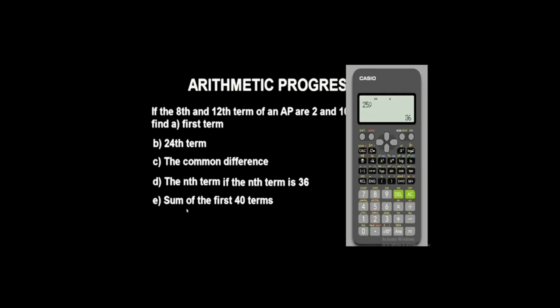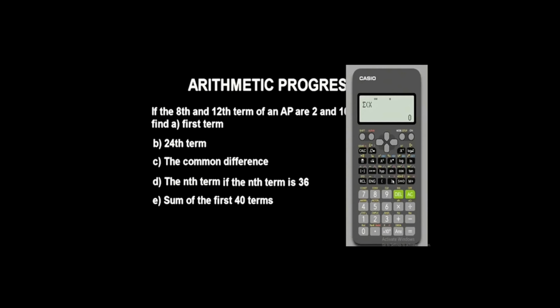So lastly, let's find the sum of the first 40 terms. This is very, very easy as well, guys. You know that in mathematics, sigma stands for summation. So to find the sum of the first 40 terms, we're going to make use of the sigma symbol. To bring it out, we press shift, this log button here. Then you input x here: alpha, and this button for x to come out.